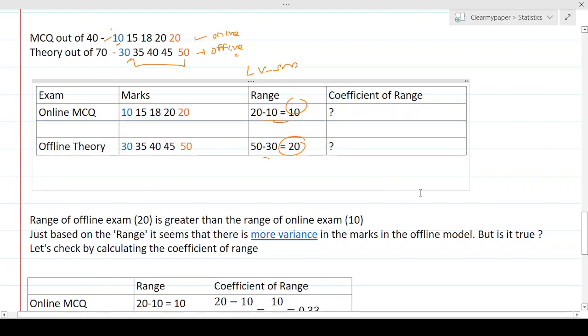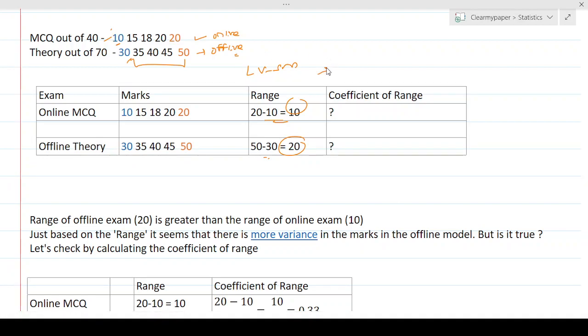Now we see that the range 10 is less than 20. So the range in offline is more, or the variance here is more. Based on that, we can conclude that the range of the offline exam is greater than the range of the online exam, because 20 is greater than 10. That means there is more variance in the student marks in the offline world, so we are saying the student marks are less consistent in the offline world.